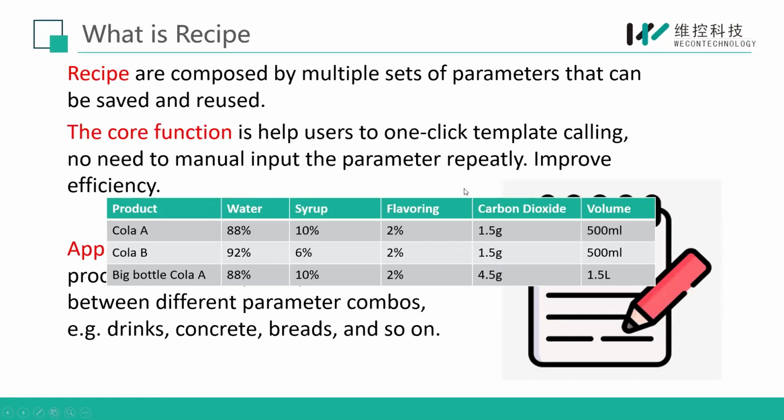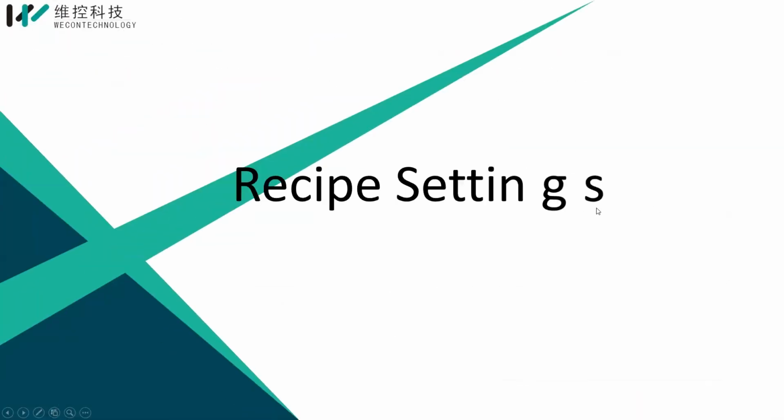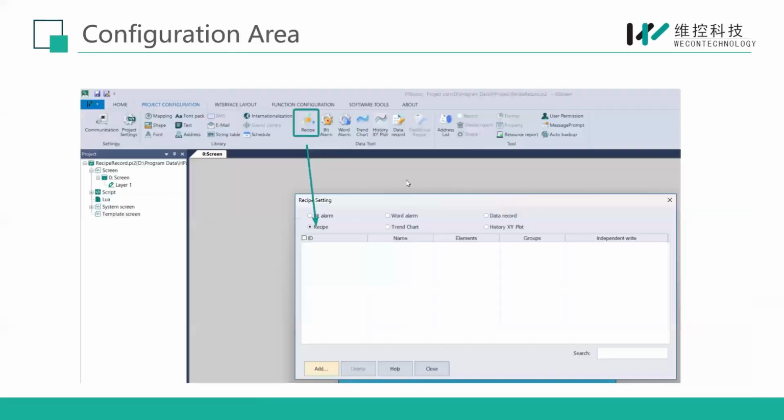So this is the recipe function. Let us see how we can use this function in our HMI. This is the configuration area, the project configuration data tool. In the project configuration, you can see the recipe function on the toolbar in the data tool area. You have to click the add button.